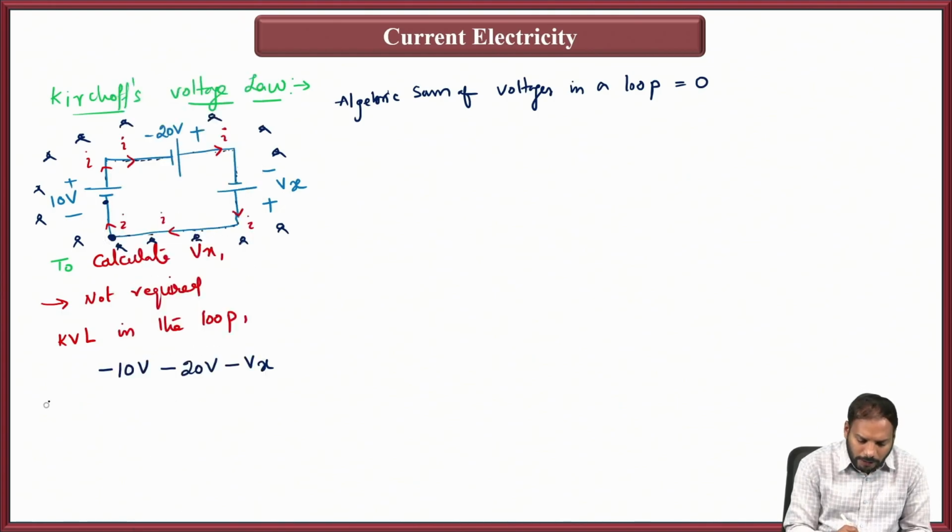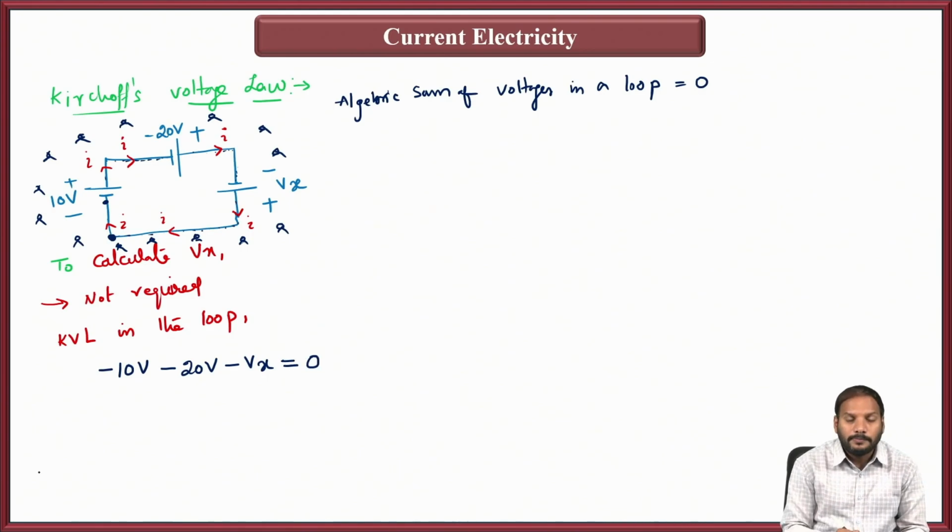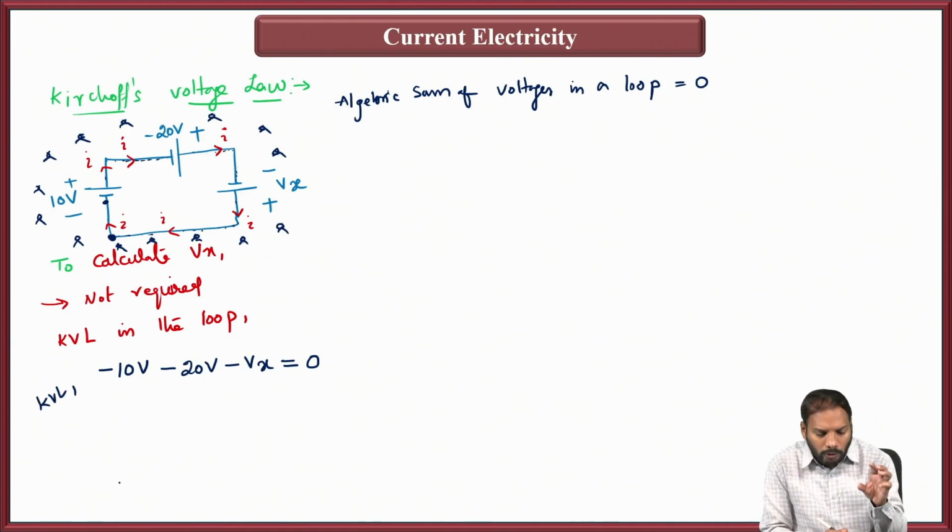Now you have done the algebraic sum of the voltages in a loop, and this value must be equal to 0. This is what KVL always says. So if there are three different voltage drops and you know two of them, you can easily calculate the third using the KVL equation.